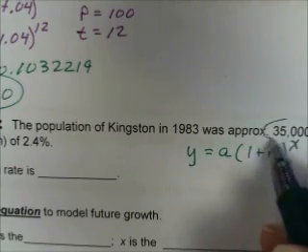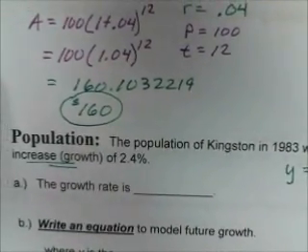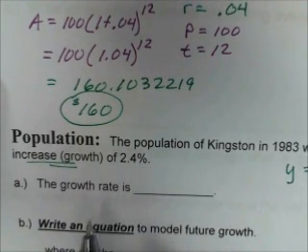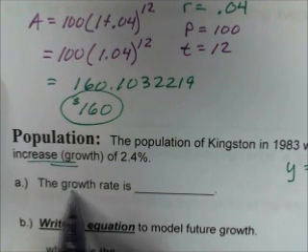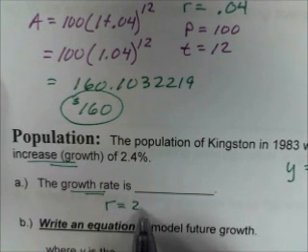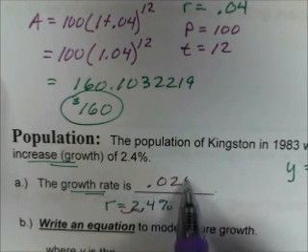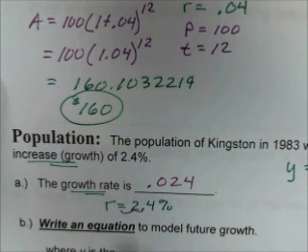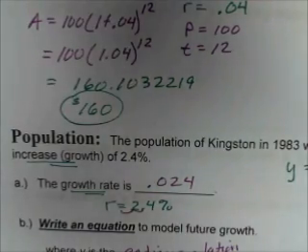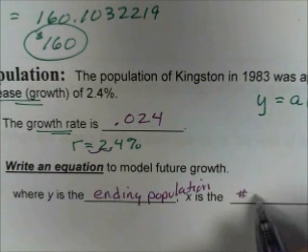The 35,000, that's our a value, and our growth of 2.4%, the 2.4% is our rate. So when it asks for the growth rate, that's our 2.4%, but we want to write it as a decimal. So we would take the decimal point and move it 2 places to the left. So that would be 0.024. Write an equation to model the future growth, where y is the future or ending population, and x is the number of years since 1983. Number of years.